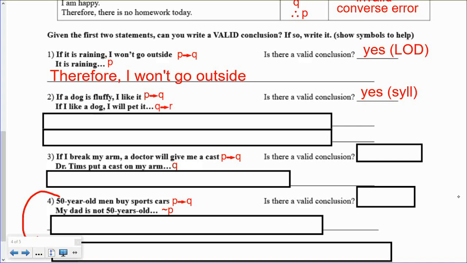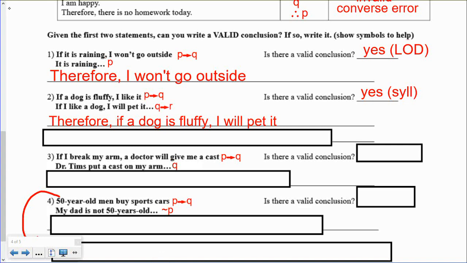Now, I have 2 different lines here because there are 2 different ways that you can write the conclusion. Alright, what's our traditional way? P→R. Our traditional way is to go from P to R. So what would my last statement look like? It would be: therefore, if a dog is fluffy, then I will pet it. You have the first idea and the last idea linked together. That's your traditional law of syllogism. So write that down. Henry, make sure you're writing, please.